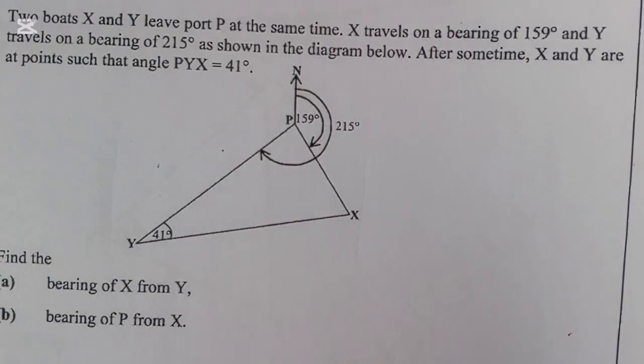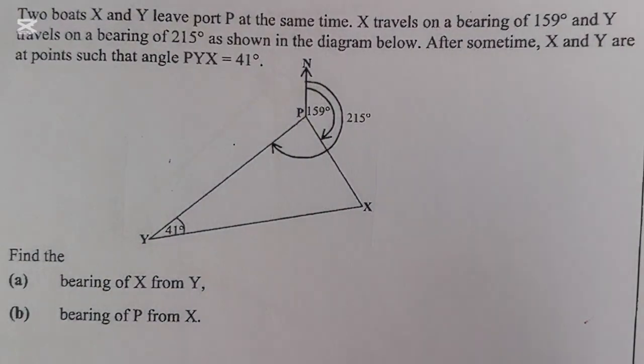Two boats X and Y leave port B at the same time. X travels on a bearing of 159 and Y travels on a bearing of 215 as shown in the diagram below. After some time, X and Y are at points such that angle PXY is equal to 41.